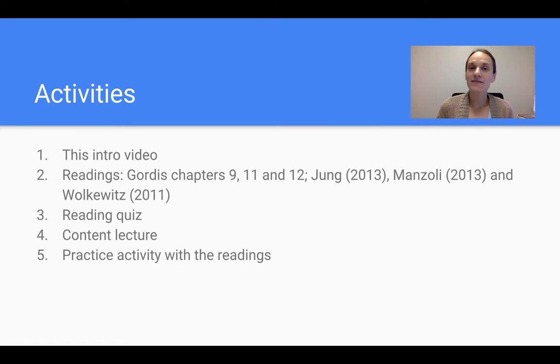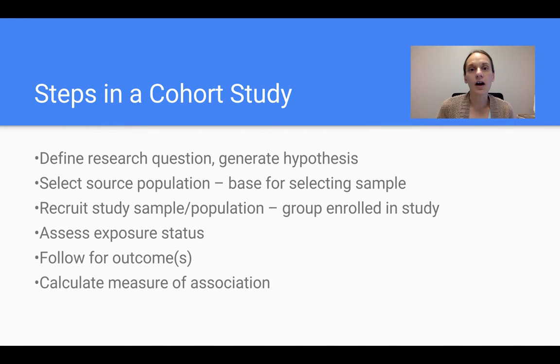Your activity for this week is going to be pulling pieces out of those 3 articles, really grappling with the content. You're going to be doing that with your partner in your groups. You'll have a reading quiz and a content lecture with me to reiterate some of the core concepts from your textbook. Just to start that off, a cohort study has these 6 steps that we're going to learn about in our reading, in the article readings, and again in my content lecture.